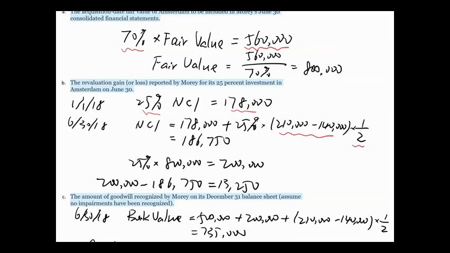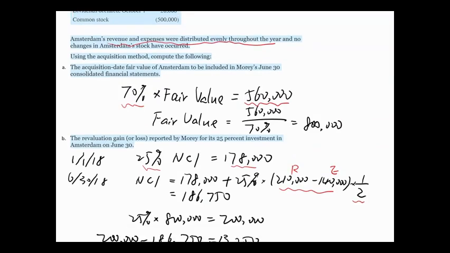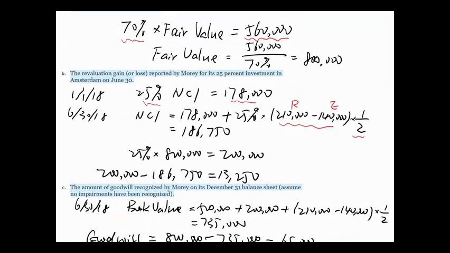These 210,000 and 140,000 are the revenue of the year and expense of the year. So we use revenue minus expense, and we get the net income for the whole year. And because the revenue and expense are distributed evenly throughout the year, we can use this net income times 1/2 to give us half year net income. And also because Maury only has 25%, we need to times 25% as well. Alright, so then that gives us the book value of the investment balance on June 30th. So this 186,750 is the book value.